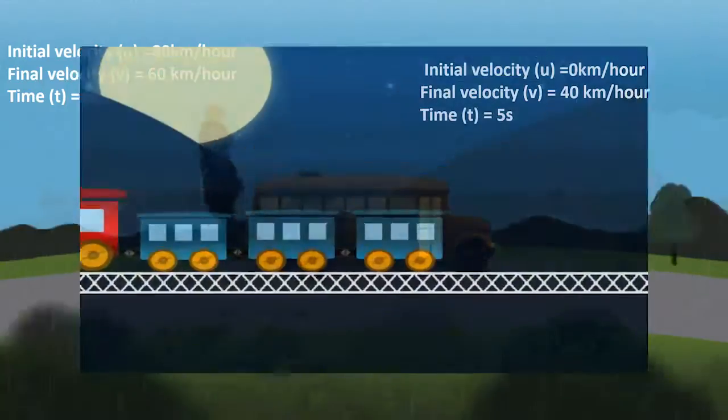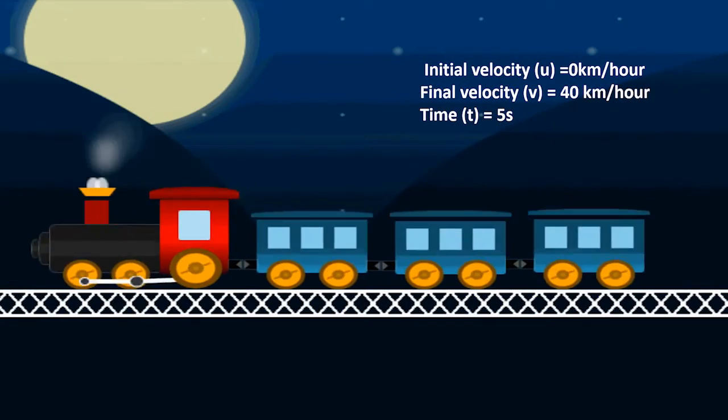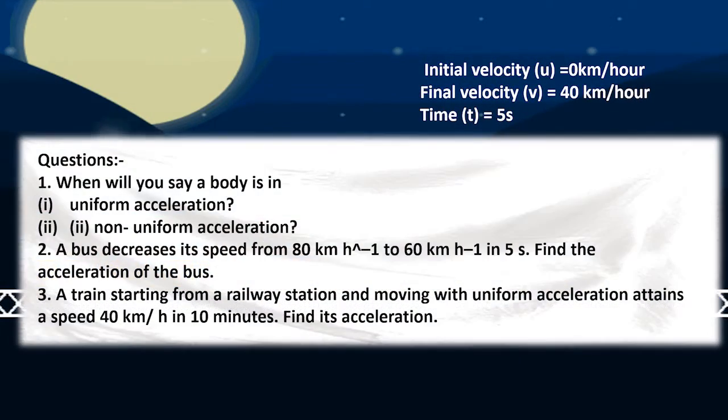Let's discuss the answers to the questions given in the slide below. Answer 1. The body is in uniform acceleration when there is an equal increase or decrease in velocity of the object within equal intervals of time. The body is said to be in non-uniform acceleration when there is an unequal increase or decrease in velocity of the object within equal intervals of time.